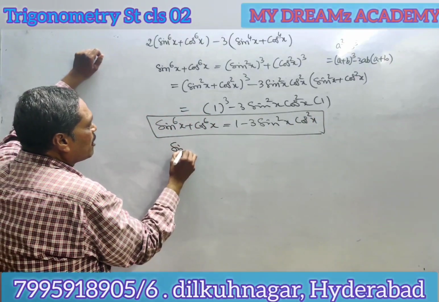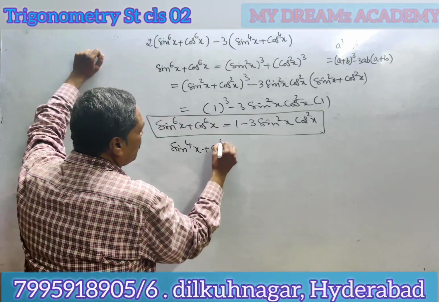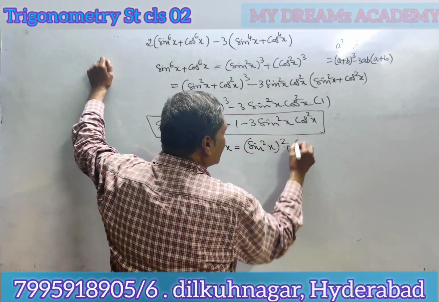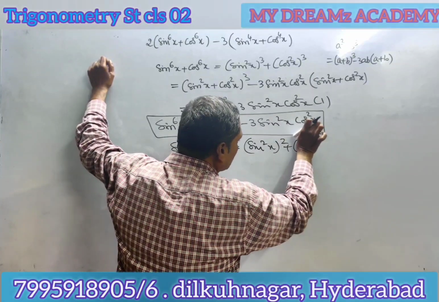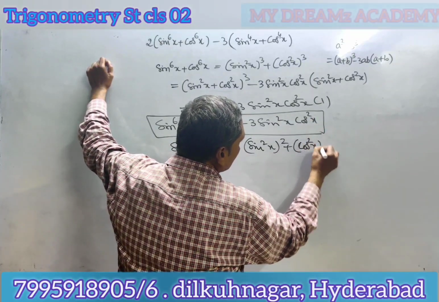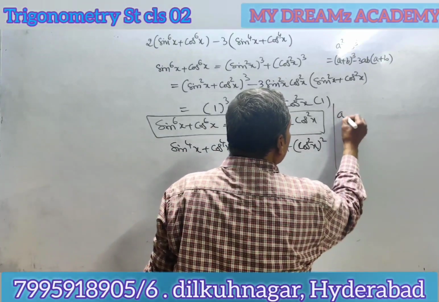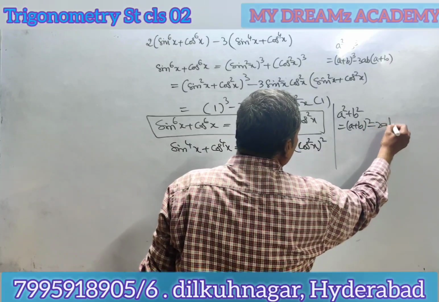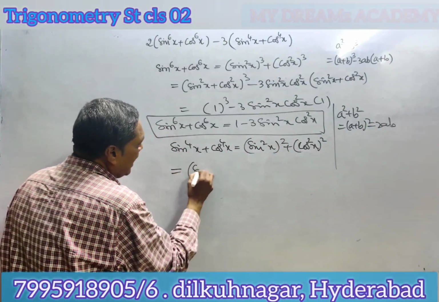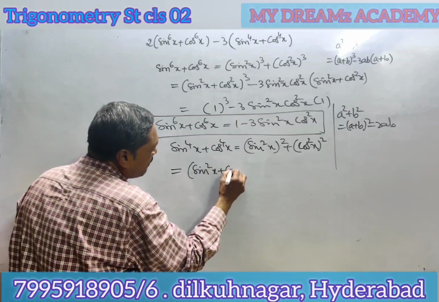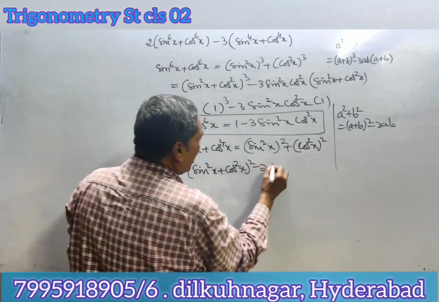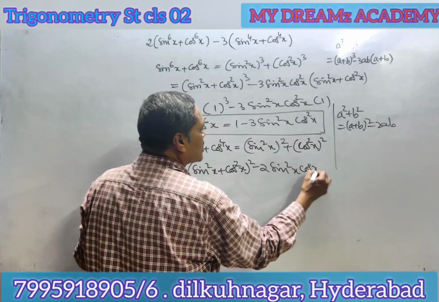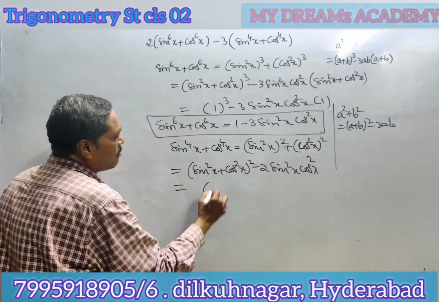Similarly, sine to the power of 4x plus cos to the power of 4x. This is sine square x whole square plus cos square x whole square. Here I am using the a square plus b square formula: a plus b whole square minus 2ab. This is a plus b whole square minus 2ab, that is, 2 cos square x sin square x. This is 1 square, which is 1.